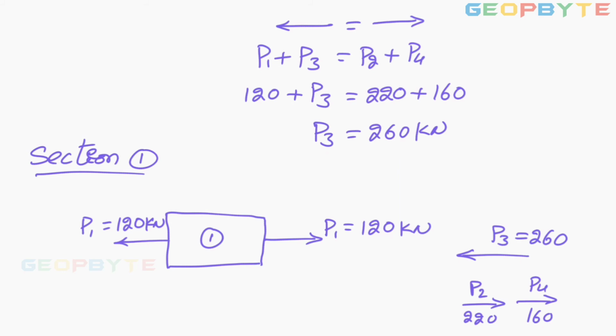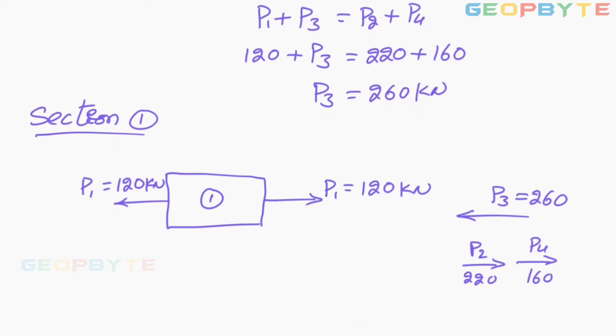Now let us combine it. 220 plus 160, 380. 380 minus 260, 120 kilonewtons. Anyhow, if you know the load at one end, the other end should be equal to the same value. Then change in length, delta L1 equal to P1 L1 by A1 E1. You substitute all values for getting the change in length: 0.28 mm.